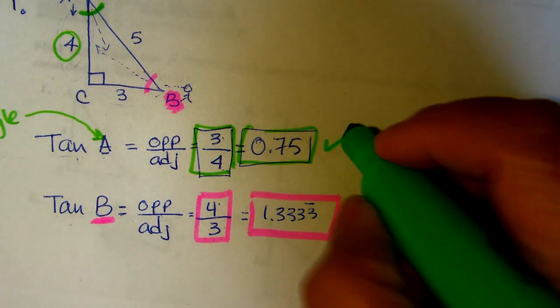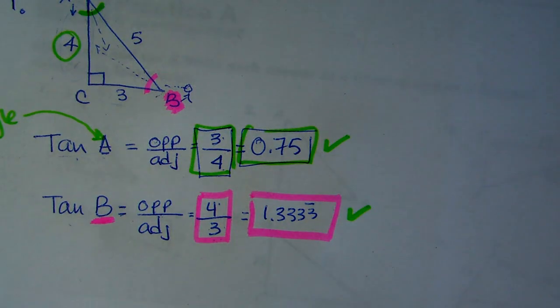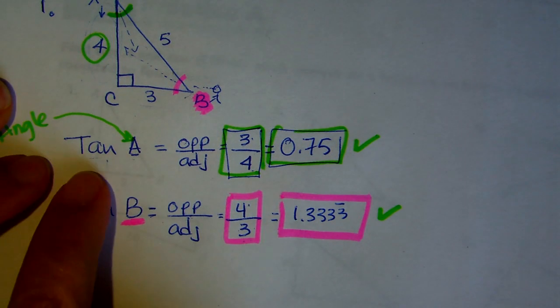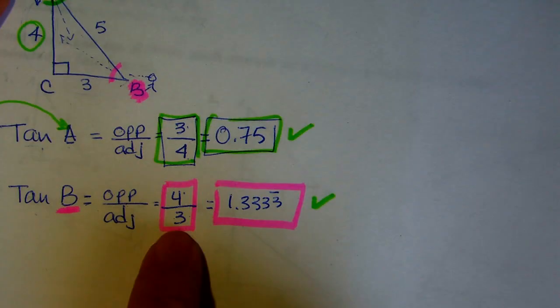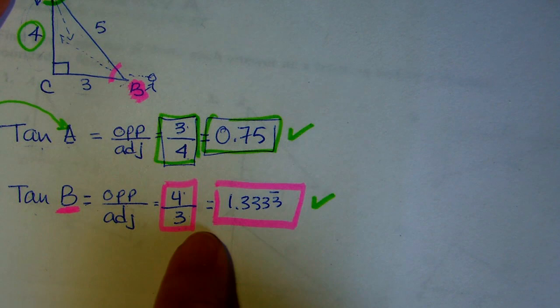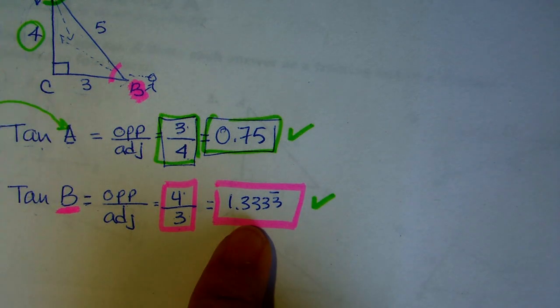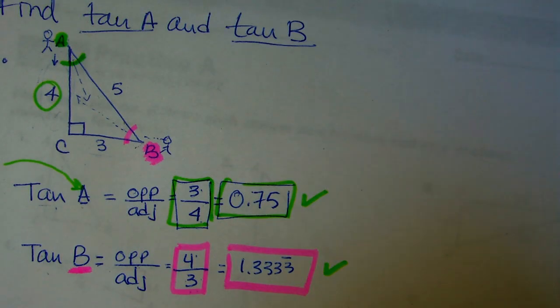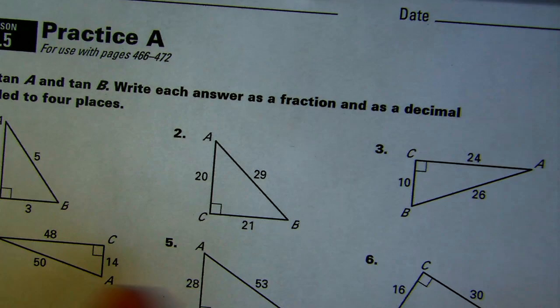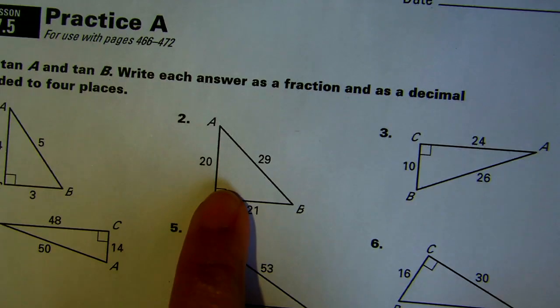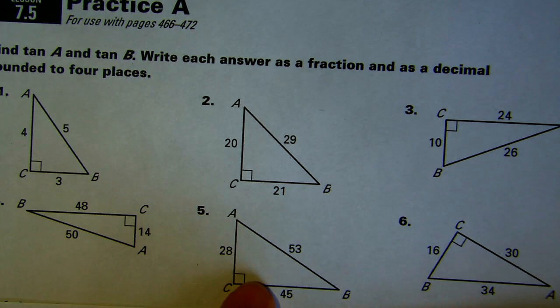This is what you have to do with the other 4 triangles. Find the tangent of angle A and the tangent of angle B. Report the fraction and report the decimal. So you're just going to repeat it for these other 4 triangles: triangle number 2, 3, 4, and 5.